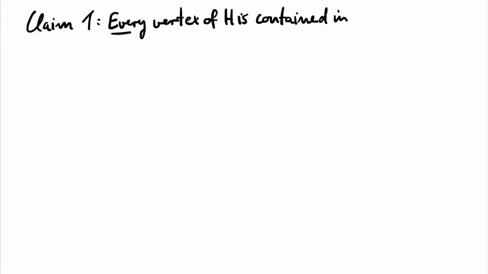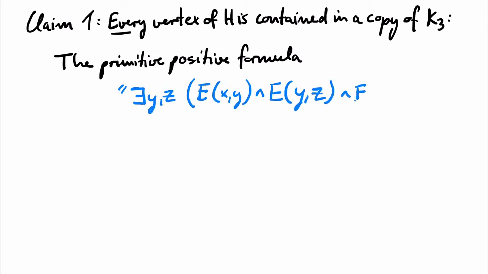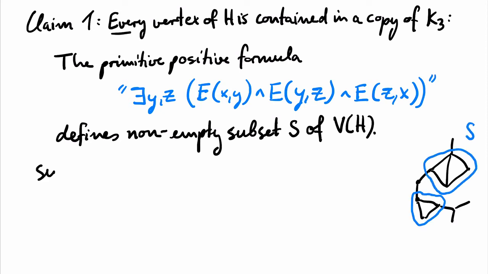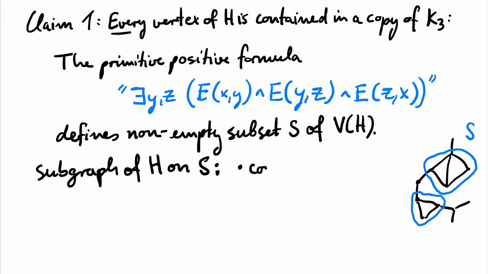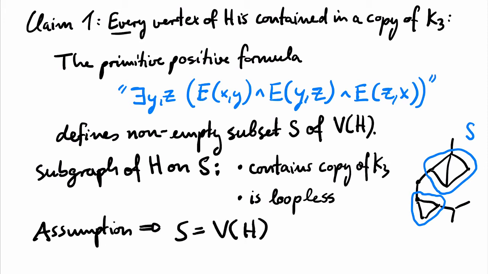We now prove a series of consequences of our two assumptions. The first consequence is that every vertex of H must be contained in a triangle. For this, we consider the primitive positive formula which says vertex x is contained in a triangle. Let S be the set of all vertices that satisfy this formula in H. I have a small example on the right. Since H contains a triangle, S will be non-empty, and the subgraph of H on S still contains a triangle. Moreover, the subgraph is also loopless and has a primitive positive interpretation in H. So our assumption implies that S must be the set of all vertices of H, and this proves the claim.